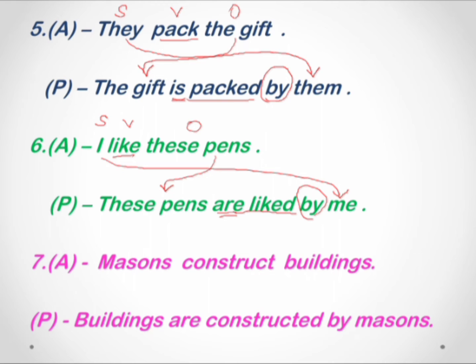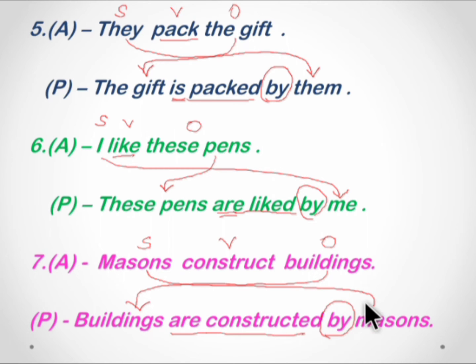Masons construct buildings. Now masons is the subject, construct is the verb, buildings is the object. So the object becomes the subject in the passive voice. Buildings is plural, so we use the plural be verb are. The past participle of construct is constructed. "By" is used to denote the doer of the action. The subject of the active voice will become the object of the passive voice. So that is masons. Buildings are constructed by masons.